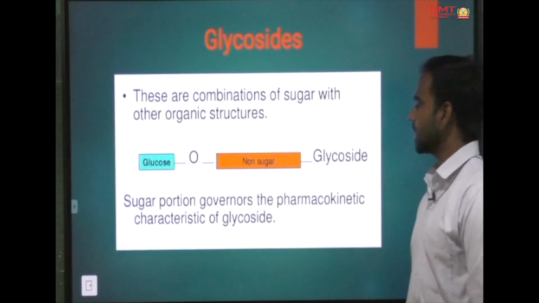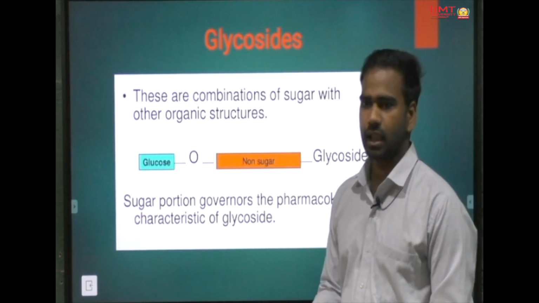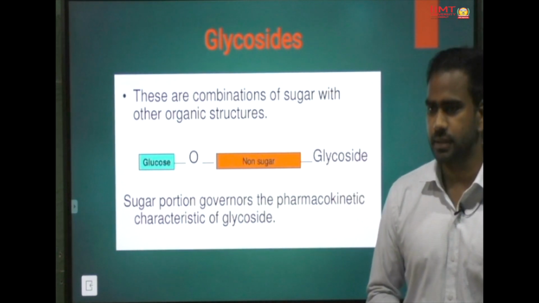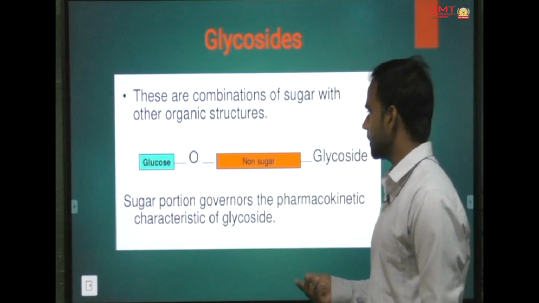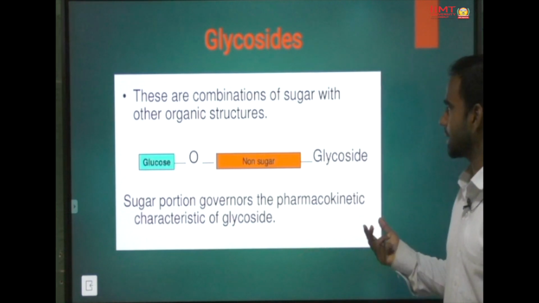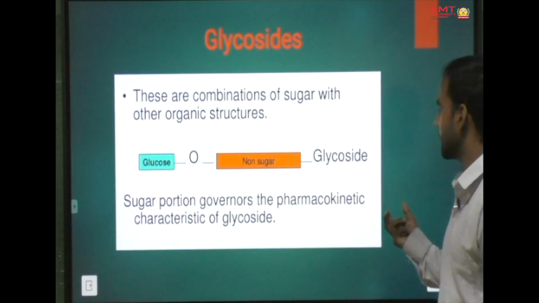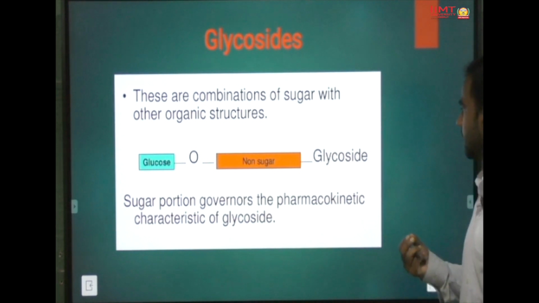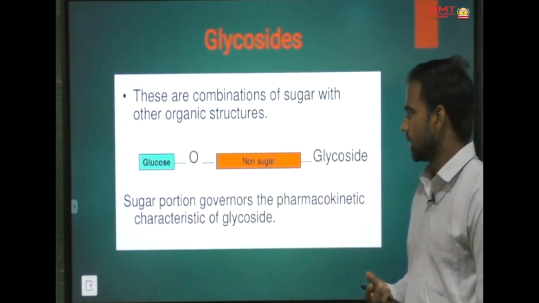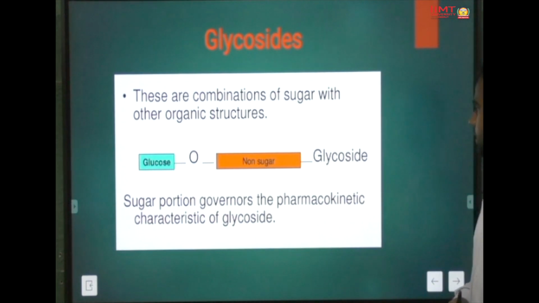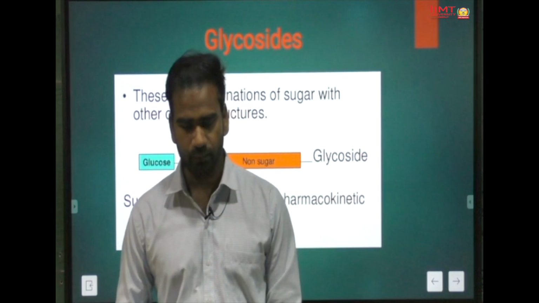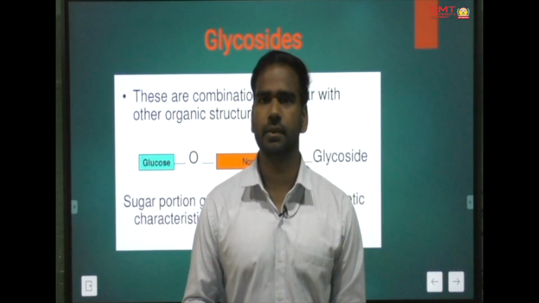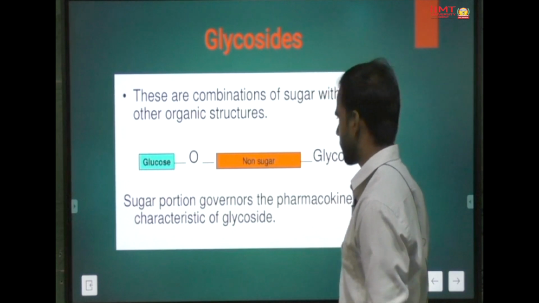If we talk about glycosides, I have already told you that glycosides are glycosidic moiety containing compounds that contain glycone and aglycone parts, derived from different resources also, and that contain glucose and a non-sugar moiety, and both fused together form glycosides. Here the sugar portion governs the pharmacokinetic characteristics of glycosides. It means pharmacokinetics is how your body is behaving with the drug, so that is the part of pharmacokinetics.